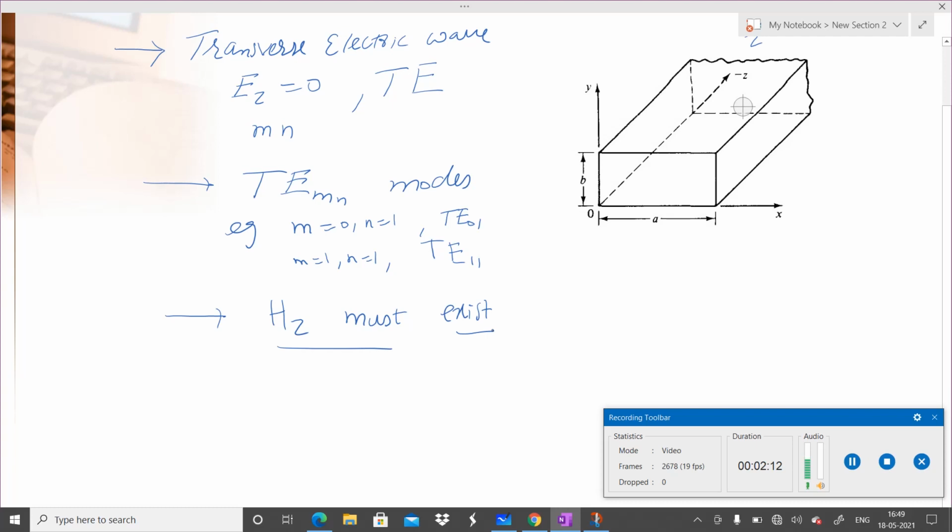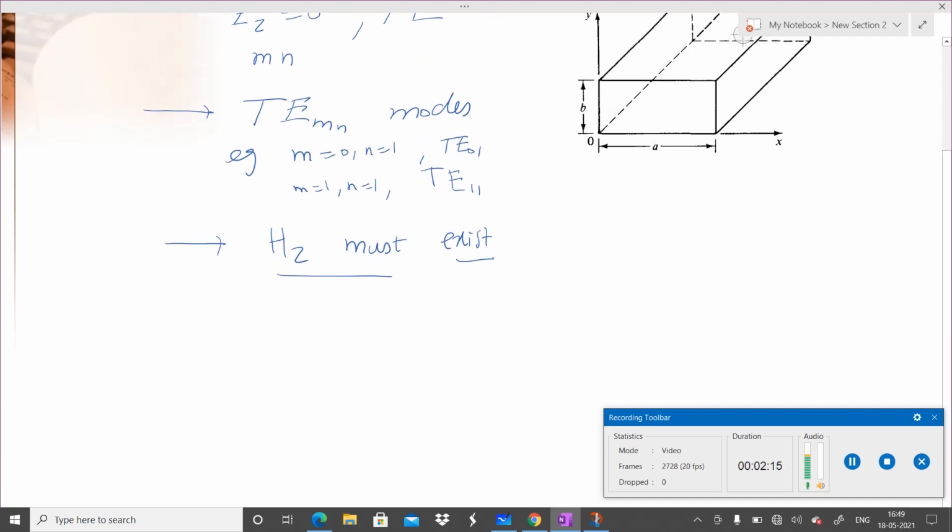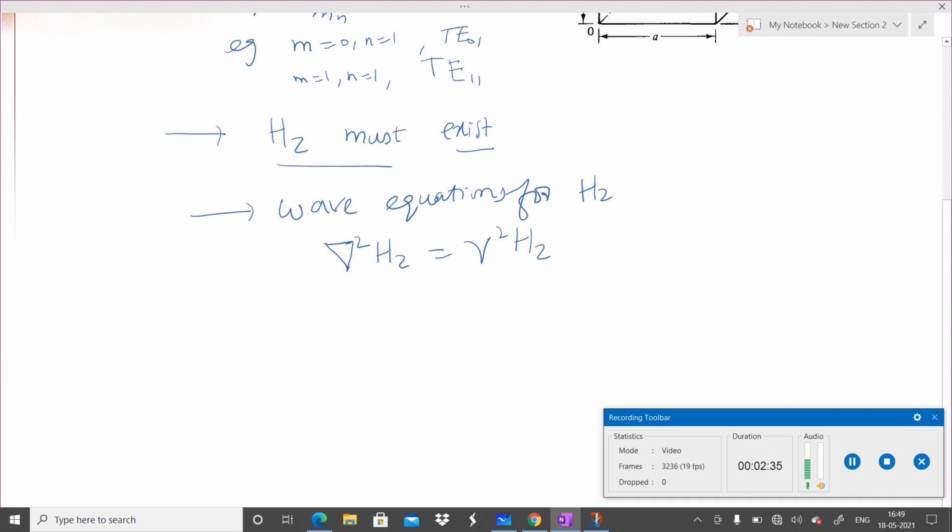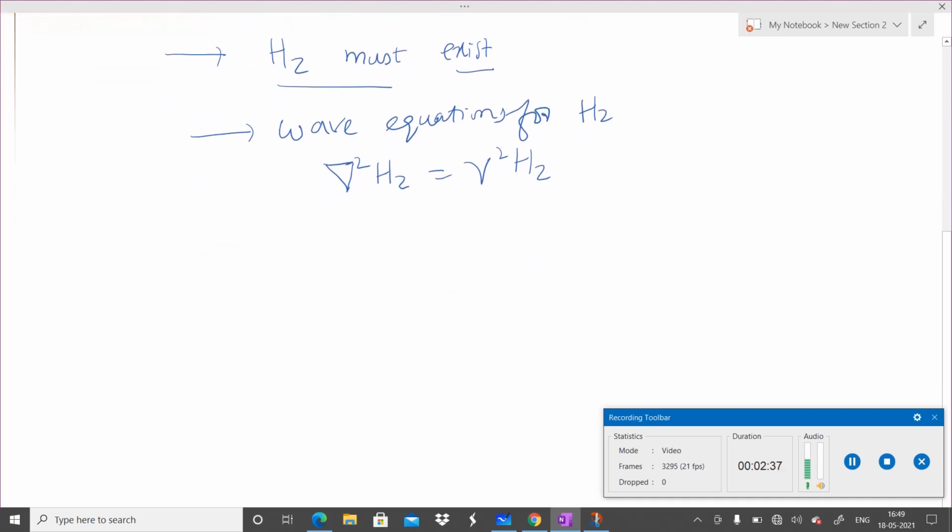Now, since Hz is in the direction of z, what will be the wave equation for Hz? We have already derived that using Maxwell equations. The wave equation for Hz will be the Laplacian of Hz is equal to gamma square Hz. Its solution we have also seen: it will be sinusoidal, and one part will be exponential, depending upon the value of omega, mu, and epsilon.